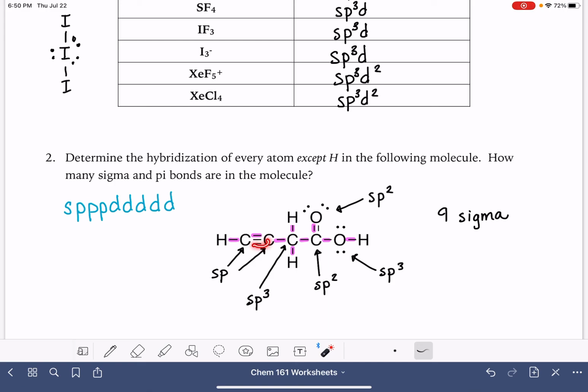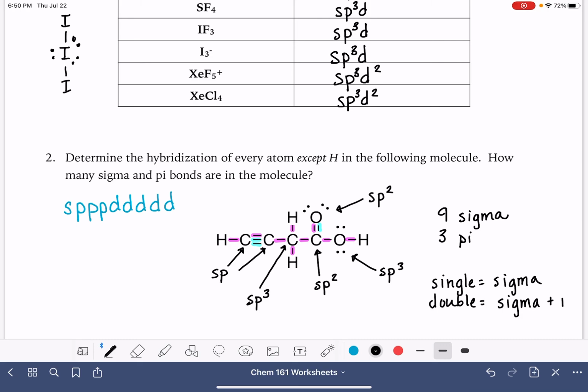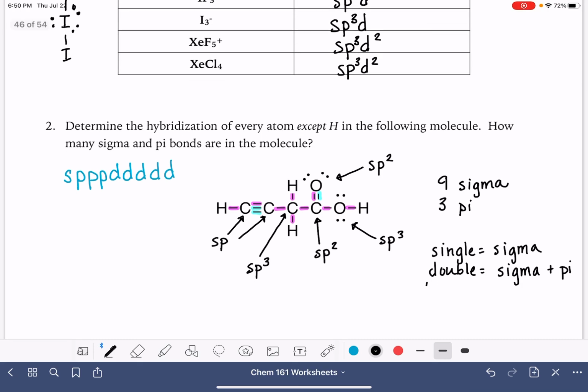The additional bonds in a triple bond and a double bond, those bonds are classified as pi bonds. So in a triple bond, we have 2 more bonds. Those would both be pi. And in a double bond, we have 1 more bond. That's also a pi bond. So this molecule has 3 pi bonds. And just as a note, we'll write down here, a single bond is a sigma bond. A double bond is a sigma plus a pi, and a triple bond is a sigma and 2 pi's.